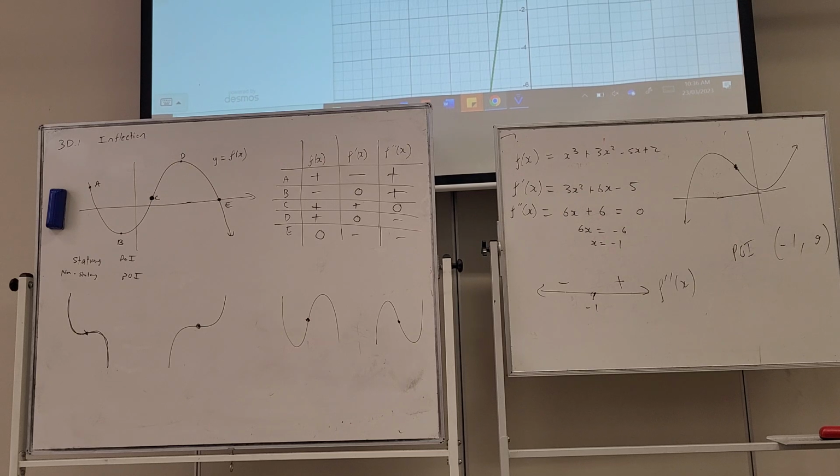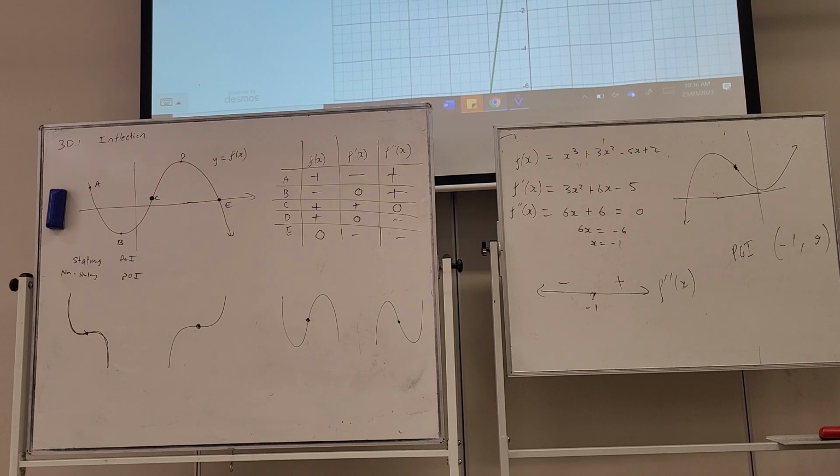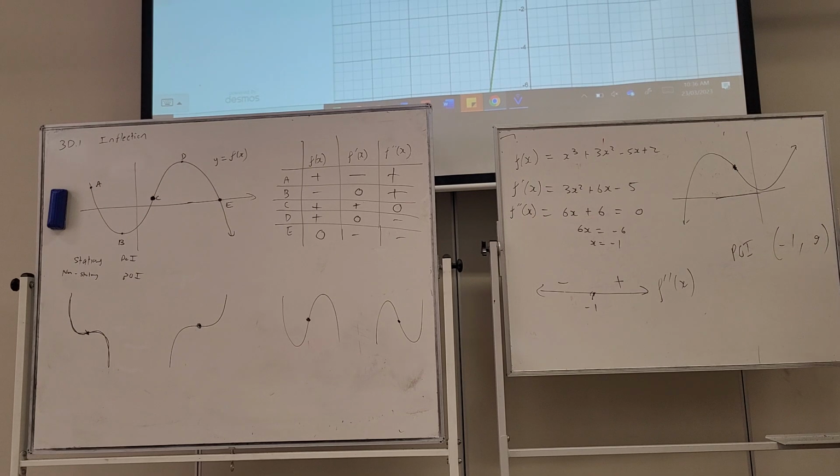Is the inflection point stationary or non-stationary? Explain your answer. Okay, so we've got two ways of justifying whether it's stationary or non-stationary. The first is to look at the graph, and we can see the slope is not horizontal at that point. So that means it's a non-stationary point of inflection. The second method will pop up in a moment when we start looking at an example of non-stationary.